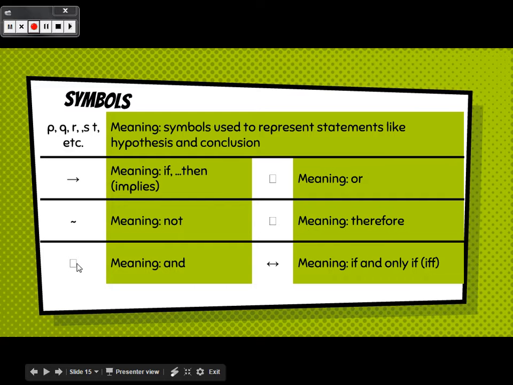This should be a little caret sign. You kind of use it for exponents, but it also means and. And then this looks like a V. That means or.